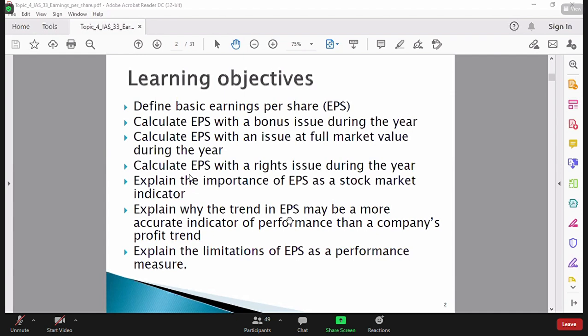And then explain the limitation of EPS as a performance measure. So whatever it is, whatever ratio you have, there must be some kind of limitation. So that's what you did in your assignment later.